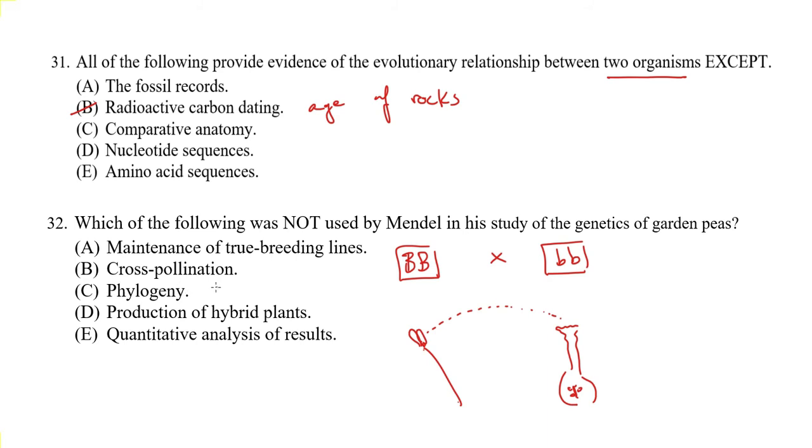Phylogeny is something related to classification, or searching for relationship or evolution across different species or different classes, or relatedness between organisms and so on. So it's not studied by Mendel, but studied, for example, by Darwin. Production of hybrid plants, no, it's needed. Quantitative analysis of results, he made some statistical problems and laws, and sometimes he said 100%, some other time he said 75% and 25%, or 3/4, 1/4, or some other time we can say that he reached 50% and 50% of the offspring will be, and so on.